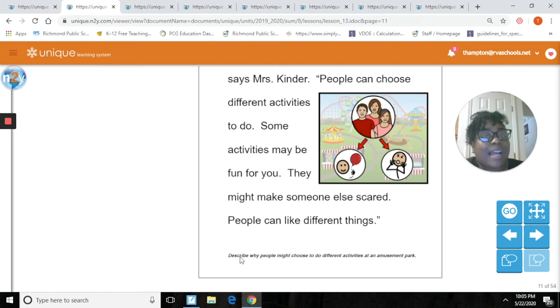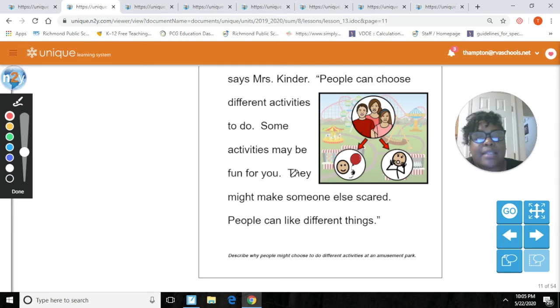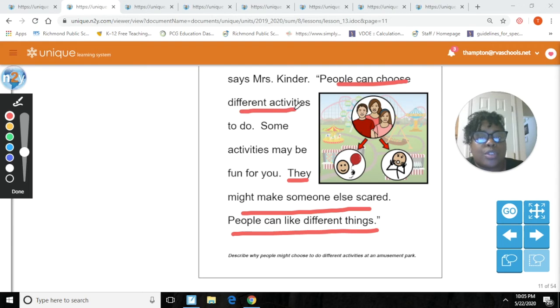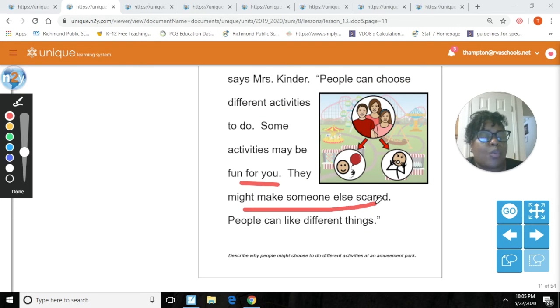So we know when we describe something, what do we do? We tell how it looks, how it feels. We're making a description. And now it says, describe why people choose different things. Okay? So if we can see right here, it says they might make someone else scared. People like different things. So people can choose different activities to do. Some might be fun for you, and some might make some other people scared. Okay? So you see that? So that's the answer right there to those questions, okay? To that statement at the bottom there.